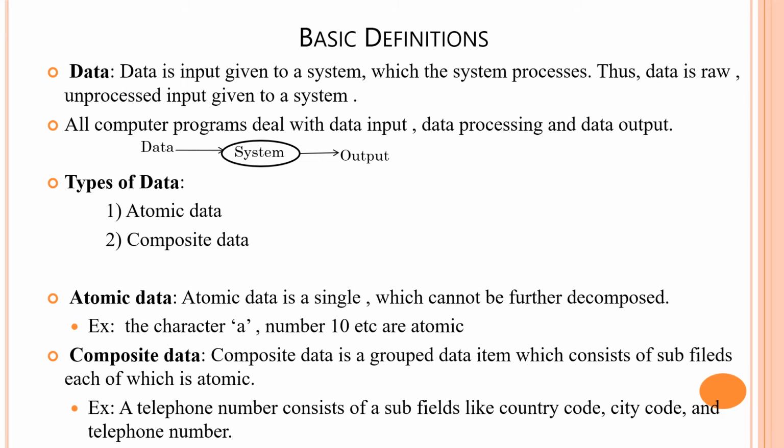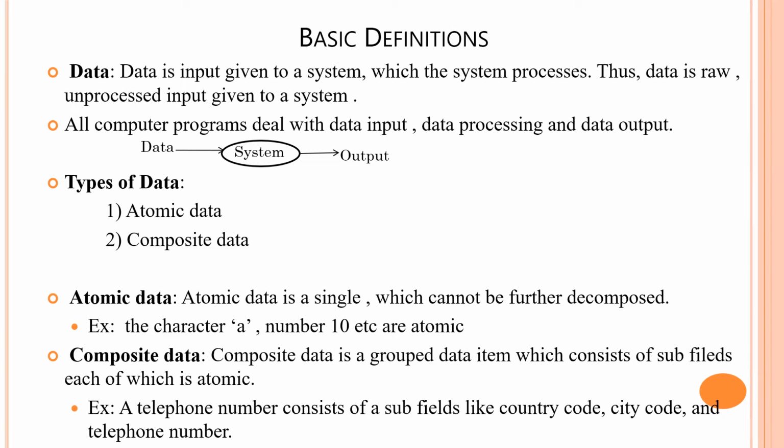There are two types of data, atomic data and composite data. What is atomic data? Atomic data cannot be decomposed into subparts. These data are single, for example, the character A, number 10, etc. It means the data which further cannot be decomposed, or which further cannot be divided into subparts, are called atomic data.